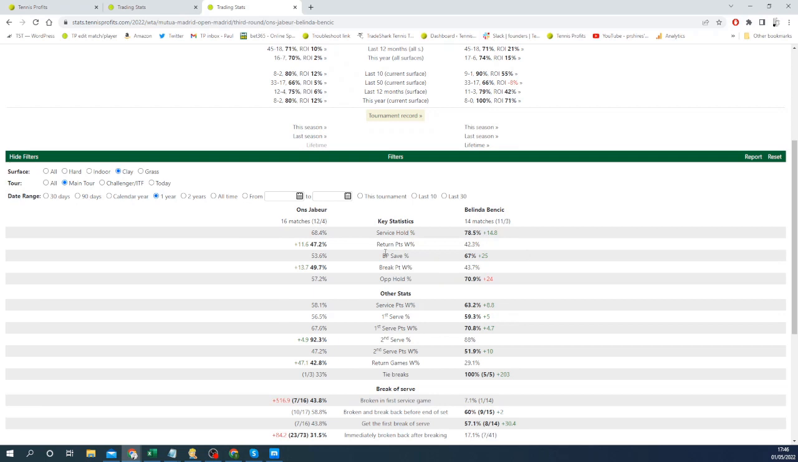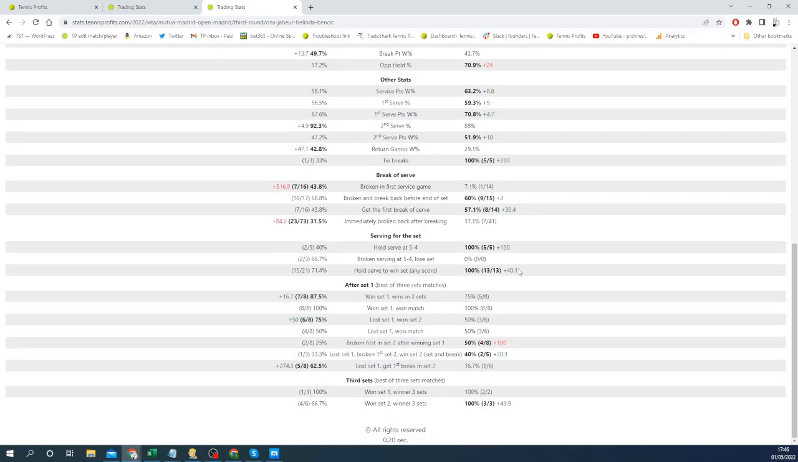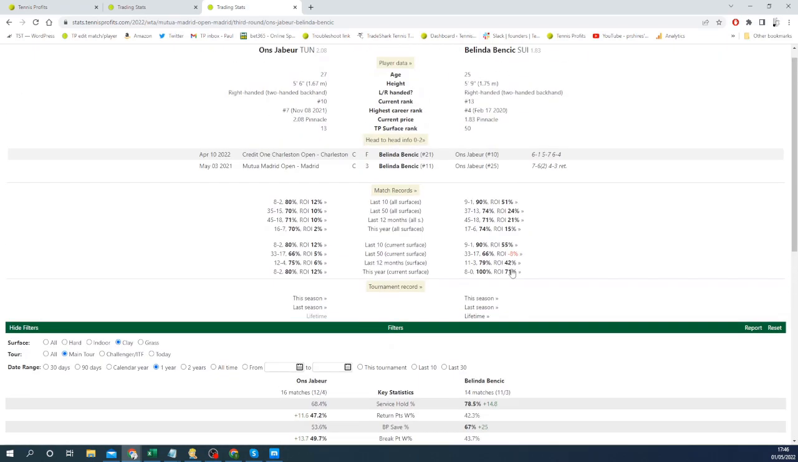Jabeur certainly should be competitive, but the way that she's played in the first 2 matches, she's faced a lot of break points. Bencic has been serving well, so that's going to put extra pressure on Jabeur, because she knows if she gets broken, there's perhaps less chance that she's going to be able to get a break back. So I'm going to be favouring Bencic in that one. I think I've covered everything that's available.